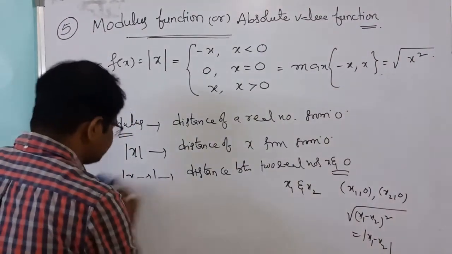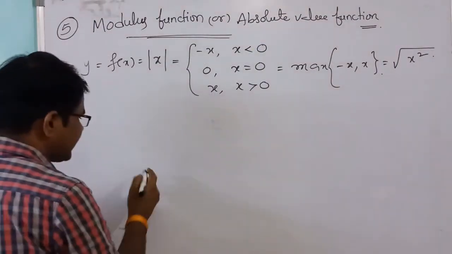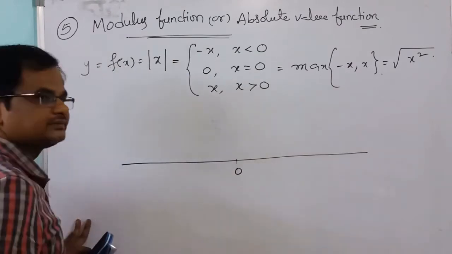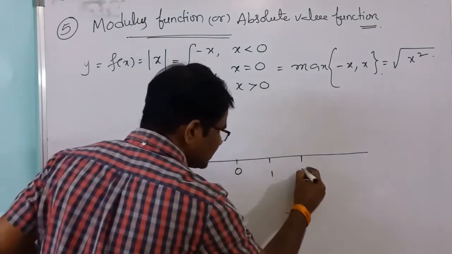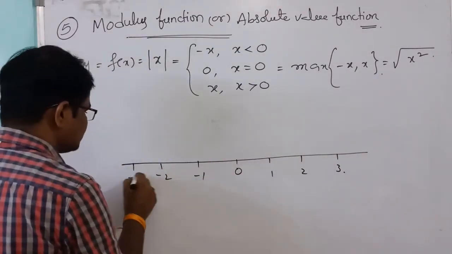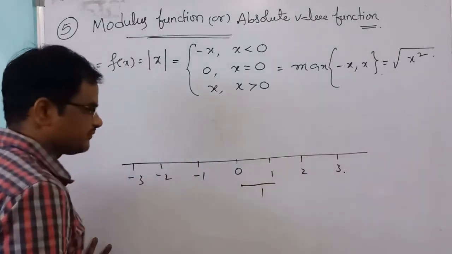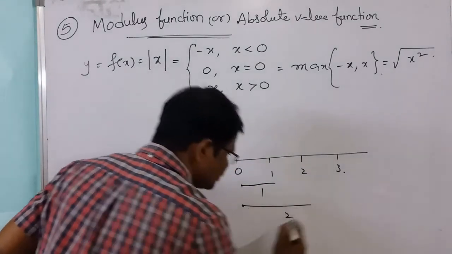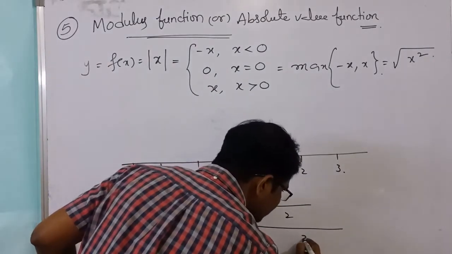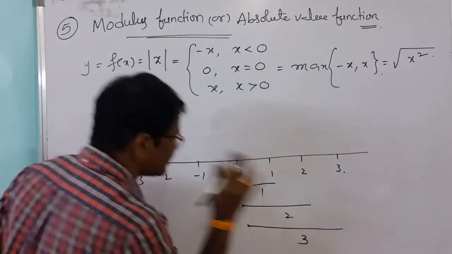Right? Means nothing but, if you take a real number line, here 0, here 1, here 2 and 3, minus 1, minus 2, minus 3. Distance between these two is 1 unit. Distance between these two is 2 units. Distance between these two is 3 units. Right? Here to here 1 unit, 2 units and 3 units.